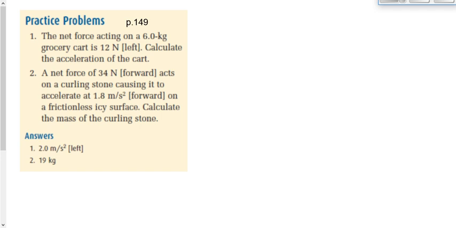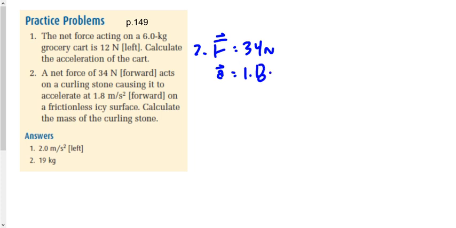All right, let's have a look specifically at question number 2 here. Nick, question number 2 says, a net force of 34 newtons acts forward on a curling stone. That means that F net for number 2 is equal to 34 newtons, causing it to accelerate at 1.8 meters per second squared.